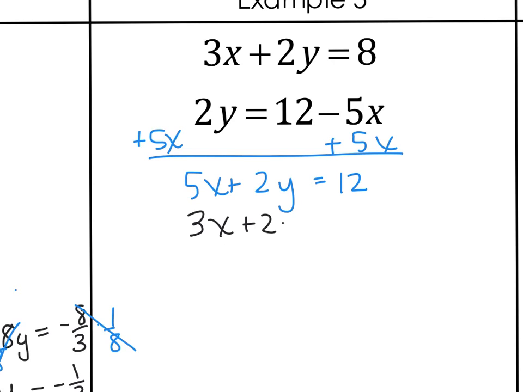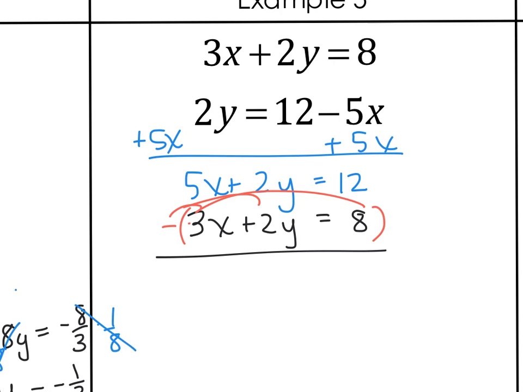3x plus 2y equals 8. This one's a good candidate for elimination because I've got identical coefficients here. So I'm just going to subtract my second equation. So remember, when you multiply that negative, it's distributed to each term. So that becomes negative 3x, negative 2y, and negative 8, which gets us our goal of eliminating 2y and negative 2y. So I have 5x minus 3x is 2x, and 12 minus 8 is 4.